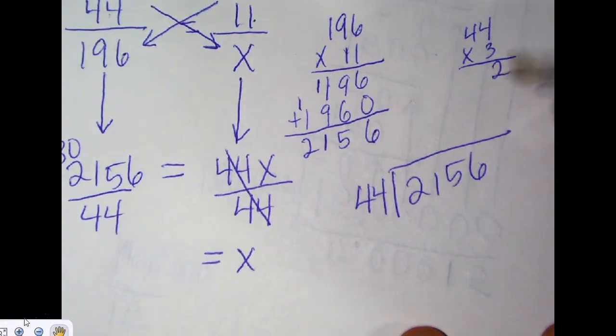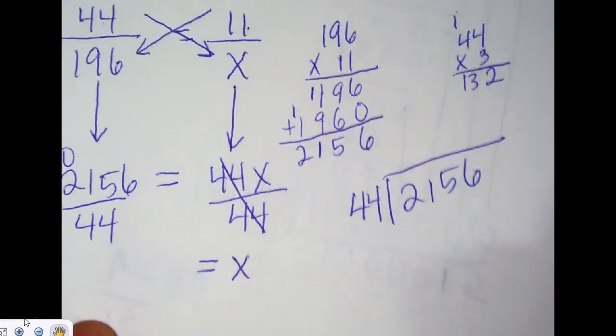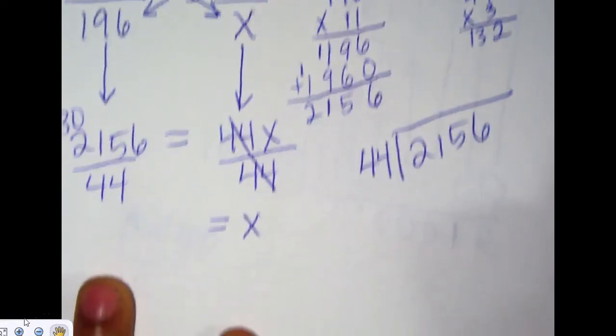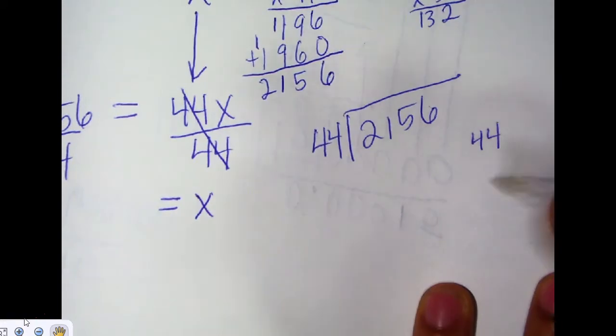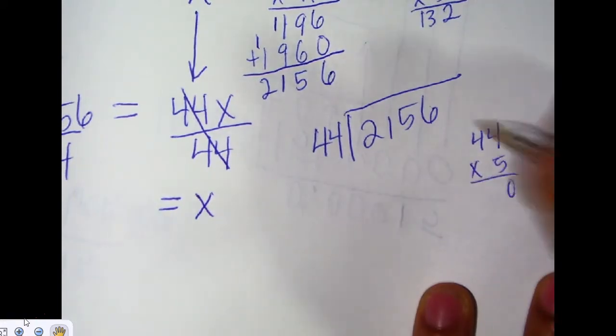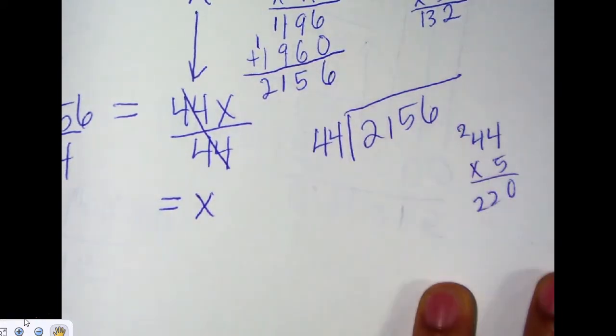So that's 12, and then 12 plus 1, 132. We can do better than that. Let's try 44 times 5. So I'm going to come here, 44, sorry, I'm running out of paper here, times 5. That's 20, and this is 220.